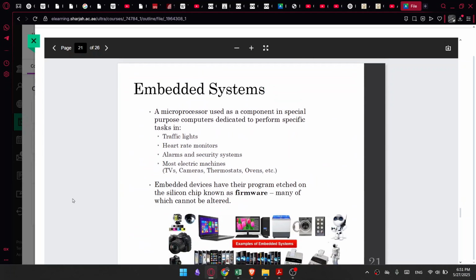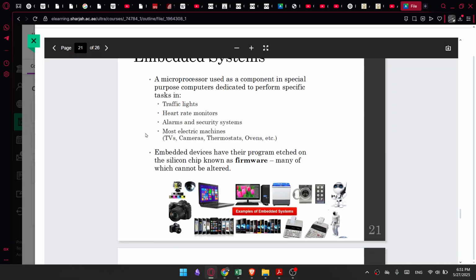We now reach this point in embedded systems. A microprocessor is used as a component in special-purpose computers dedicated to performing specific tasks, for example traffic lights, heart rate monitors, alarm and security systems, and most electronic machines, TVs, cameras, thermostats, ovens, etc.